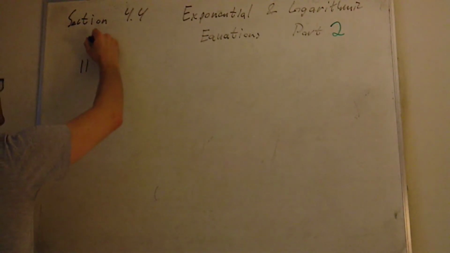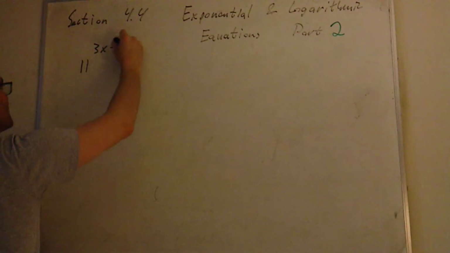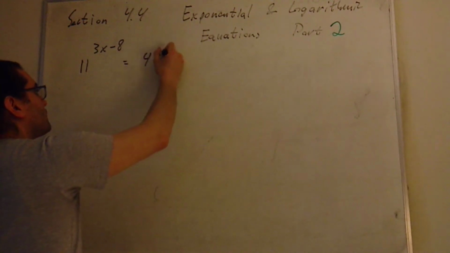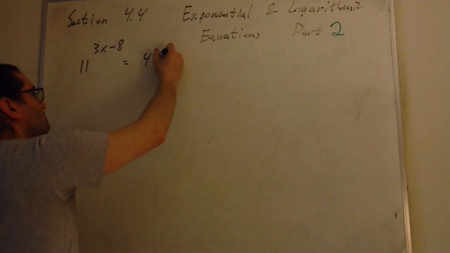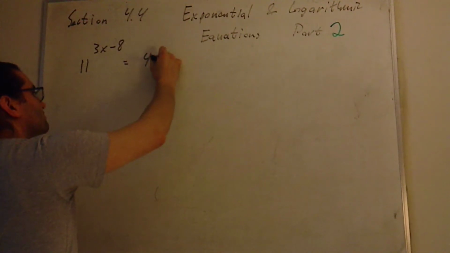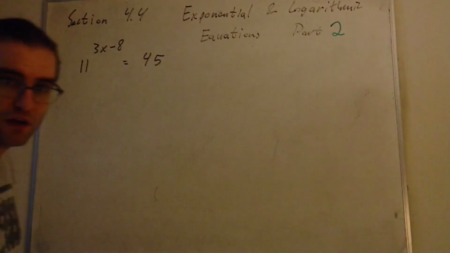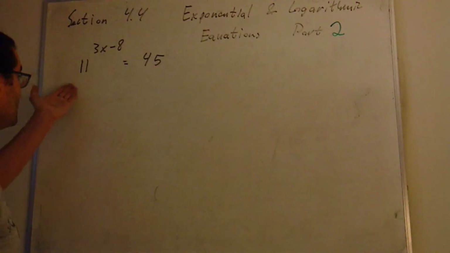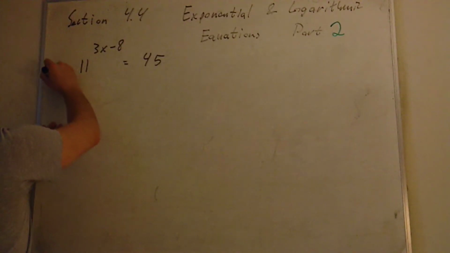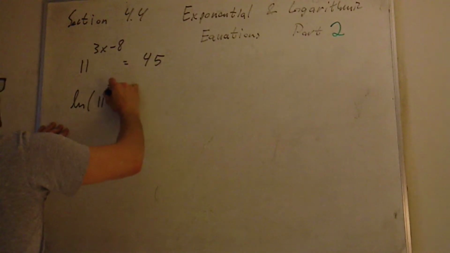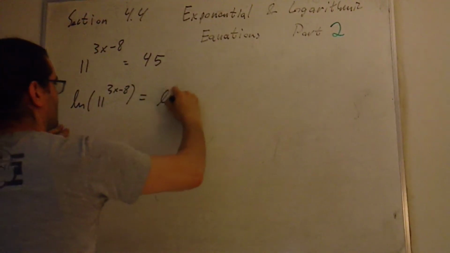11 to the 3x minus 8 equals 45. We're going to follow pretty much the exact same procedure we did in the last one. Step 1, we're going to take the natural log of both sides. I'll do it here. Natural log of 11 to the 3x minus 8 equals the natural log of 45.